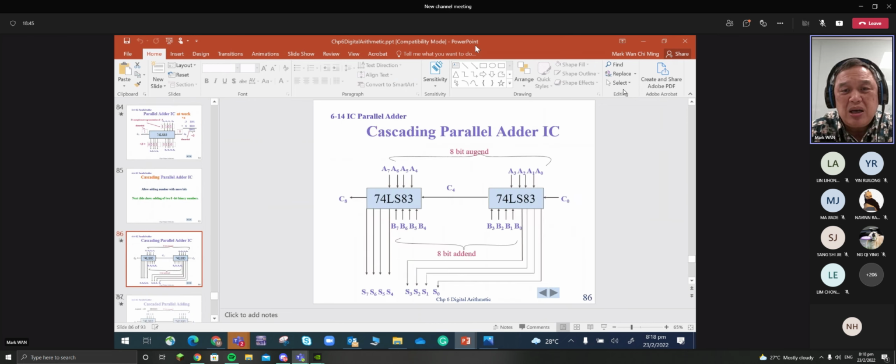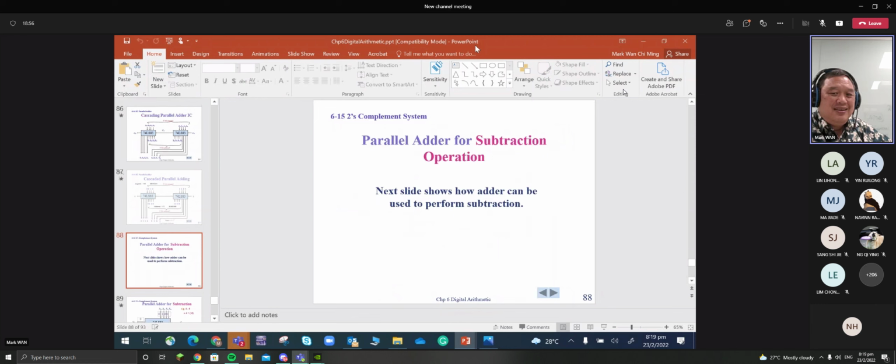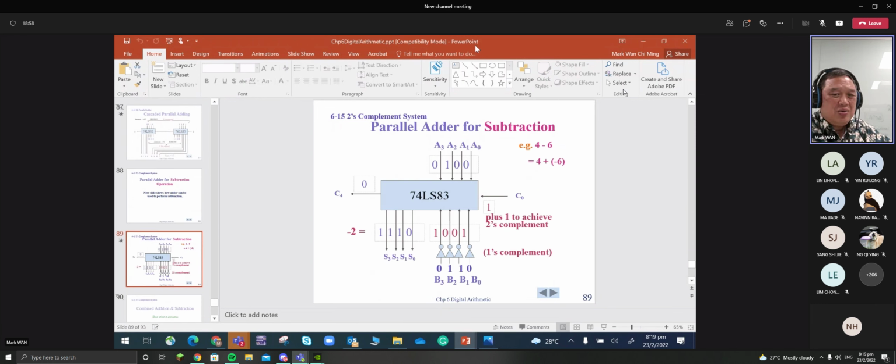Then how to cascade, for example, how to connect together. You need to know this too. This is in the PowerPoint. You must know. Okay, so those are the things you must know. Must know how to draw the circuit diagram also, my dear friend, right?